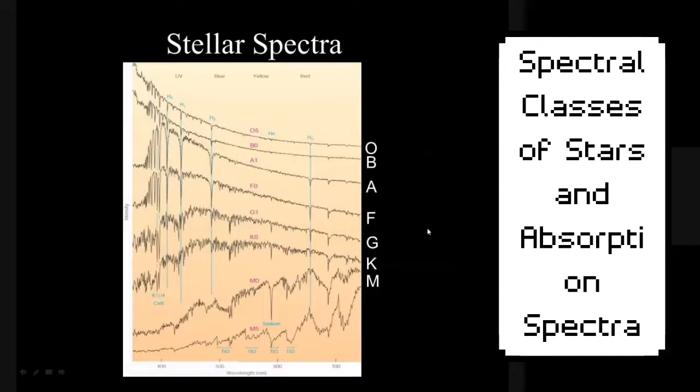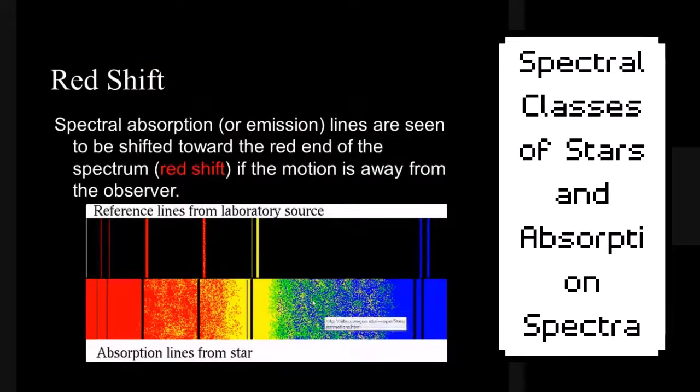So you can tell what kind of star it is based on the spectral lines, based on how much is being absorbed. And because of that, you can tell its temperature as well. Surface temperature, I should say. Okay, last thing we're going to learn about spectral lines that they're used for is redshift, blue shift.